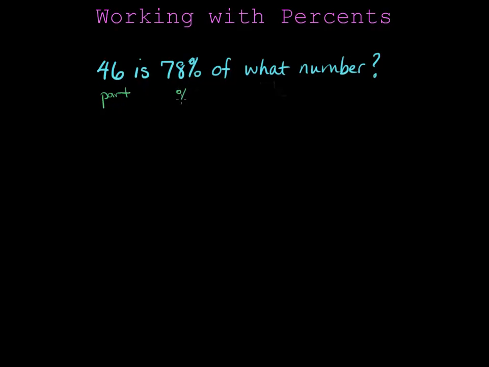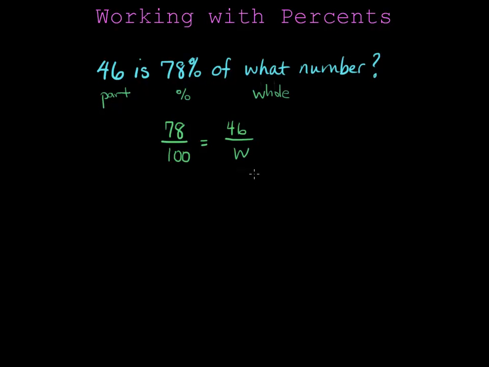78% is pretty clearly the percent. Of what number means that we're looking for the whole, because we always take parts of wholes. So now that we know what pieces we have and what we're looking for, let's set up the percent formula. 78 goes over 100 because it's the percent, and 46 is the part, so it stays on top. W represents the whole that we're looking for.